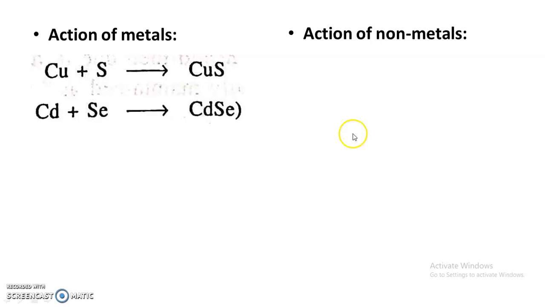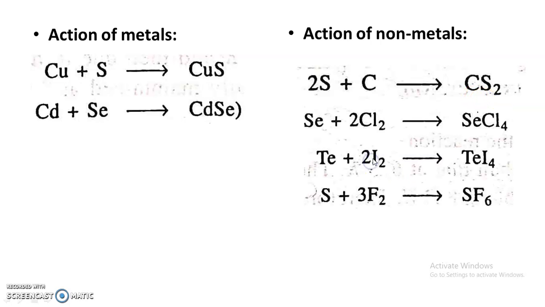They react with other non-metals also. So sulfur reacts with carbon, there is a formation of carbon disulfide. Selenium reacts with 2 moles of chlorine, and there is a formation of selenium tetrachloride. Tellurium also reacts with iodine, and there is a formation of tellurium tetraiodide. Sulfur reacts with 3 moles of fluorine, and we get the most common compound, sulfur hexafluoride.